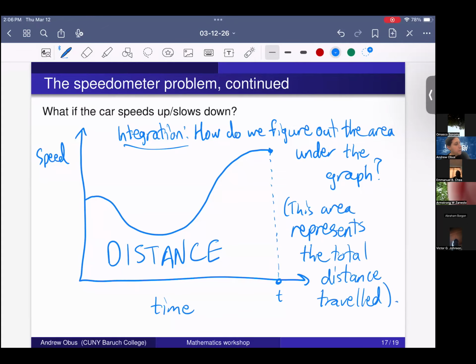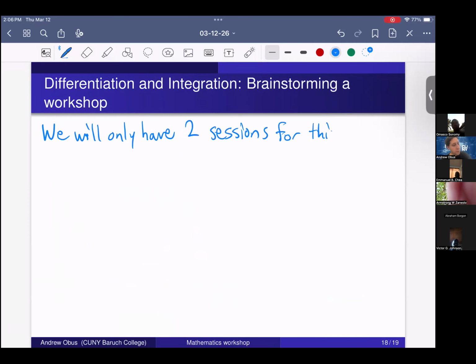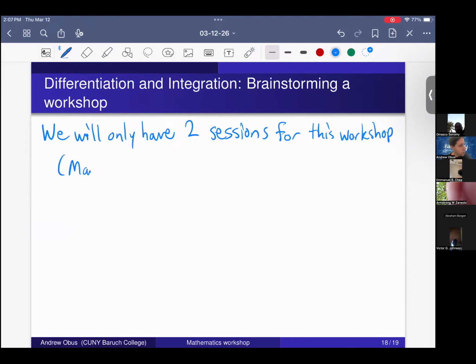Okay. So differentiation integration, brainstorming a workshop. So this was the topic that most people wanted. So the key thing is we will only have 2 sessions for this workshop. So 2 sessions, these are going to be on March 26th and then April 16th.